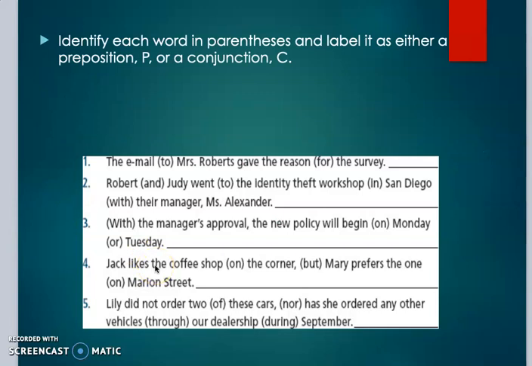So we're going to talk about this. Identify each word in the parentheses and label it either a preposition or a conjunction. So I want you to go through this individually to identify which one's a preposition, which one's a conjunction. I think it'll be really helpful for you to just highlight it and make sure everything works the way that your mind thinks it does. So make sure you know what you've studied. So go over this, make sure you're good to go.